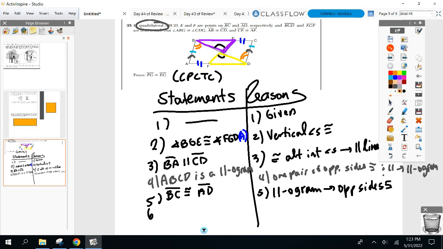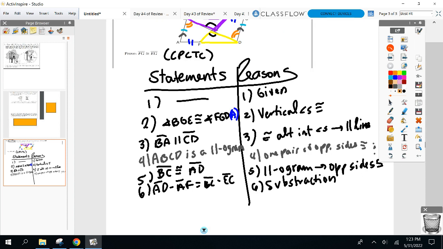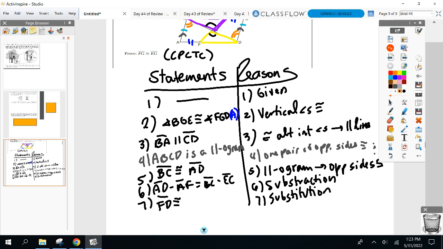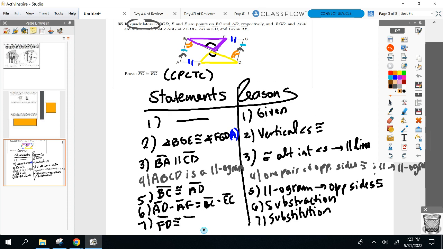What can I do with the congruent parallelogram sides and the congruent given segments? Good work. Subtraction. So I can say AD minus AF, sorry about the sloppy writing, but I want to get through this, BC minus EC up there. Subtraction still holds true. If you write subtraction or addition, the very next step is going to be substitution, to say side FD congruent to side BE.